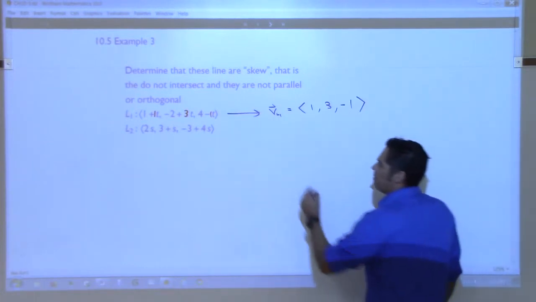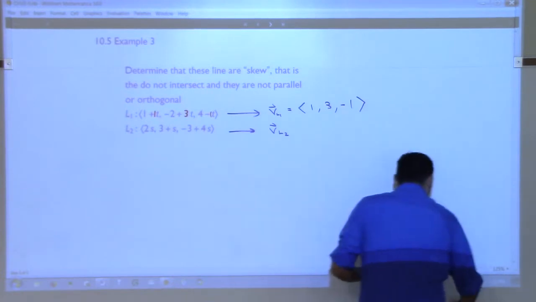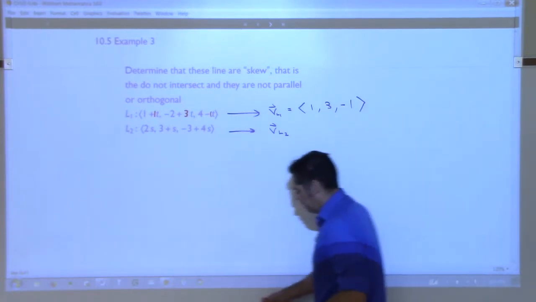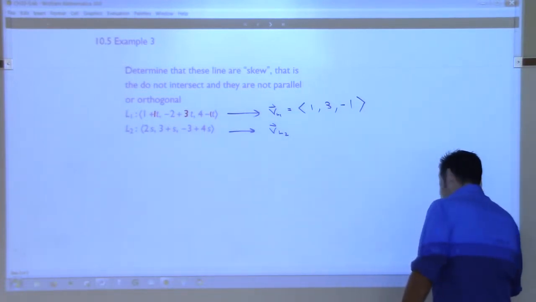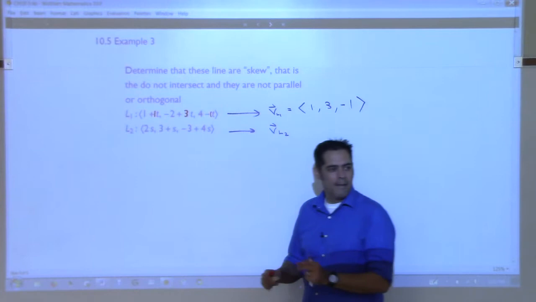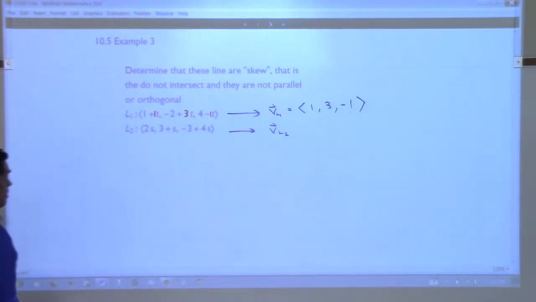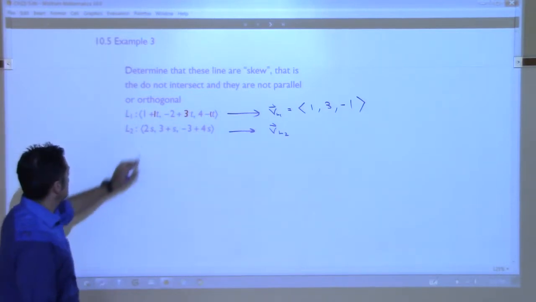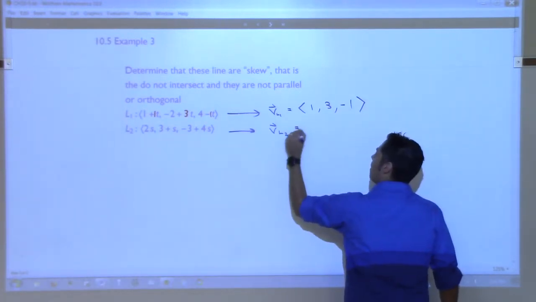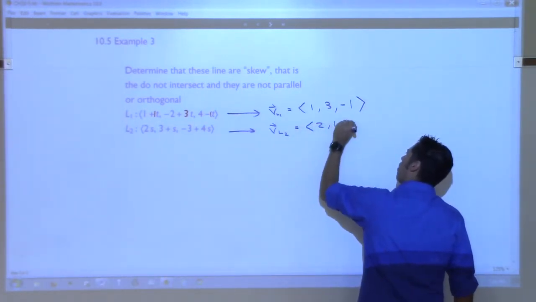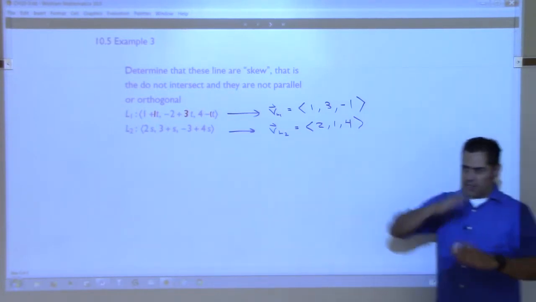What's the direction vector of L2? Hold on, don't tell me. Travis is going to tell me. Should be 2, 1, 1. Wait, shouldn't it be 0? No, never mind. You said 2, 1, 4. 2, 1, 4. Good.